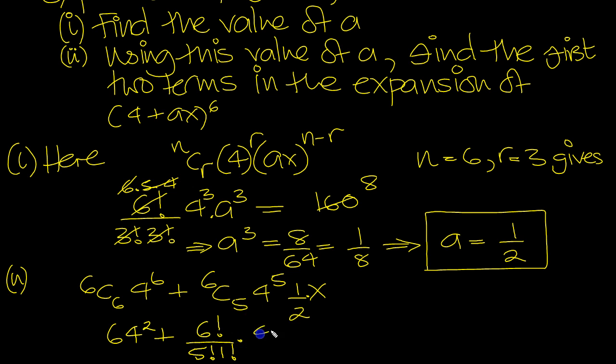Times 4 to the 5 over 2, lots of x. 64 squared then plus 5 factorial, 1 factorial. That would just leave 6. And then 2 goes into 6 3 times. So it's 3 times 4 to the 5, lots of x.